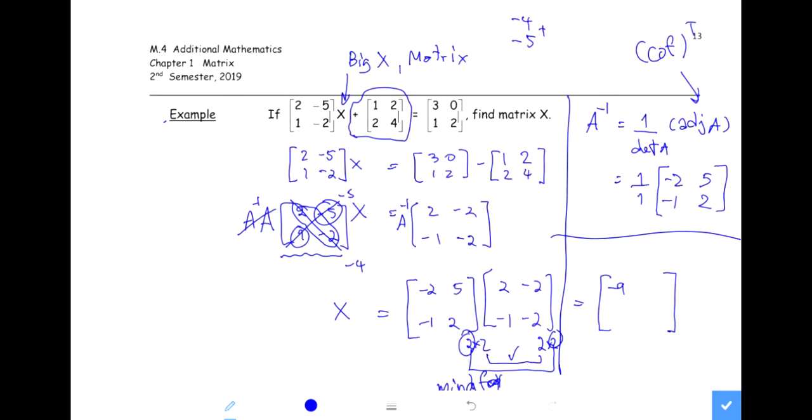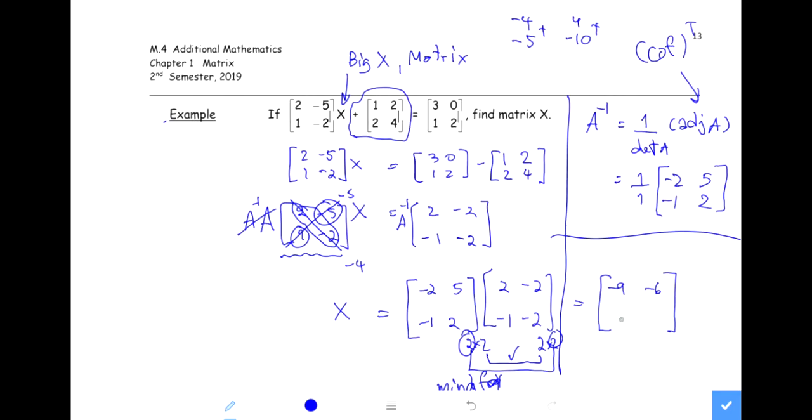Okay, next one, right? I'm gonna go to this one. This one is on row number 1 and column number 2. So I will just multiply this row number 1 with that column number 2. Okay, let's see. Negative 2 times negative 2 is 4, right? And then 5 times negative 2 is negative 10. And add them up, and it will come out to be negative 6, right? Negative 6. Okay, next one, right? I go to this one now.